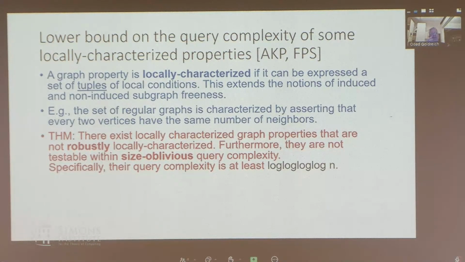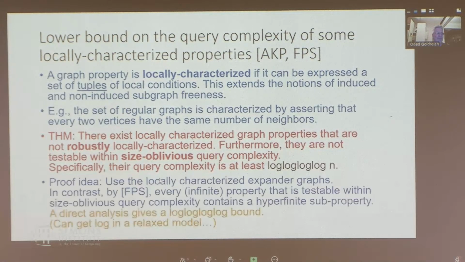Not only are they not robust, they are not even testable within size oblivious. Not being robust can also mean that there is no proximity oblivious tester, but I want to claim even more: that there is no tester at all which has size oblivious query complexity. I even know an explicit lower bound, which is pitiful, but better than nothing: 4 times log the size of the graph. So basically, how does it come about?